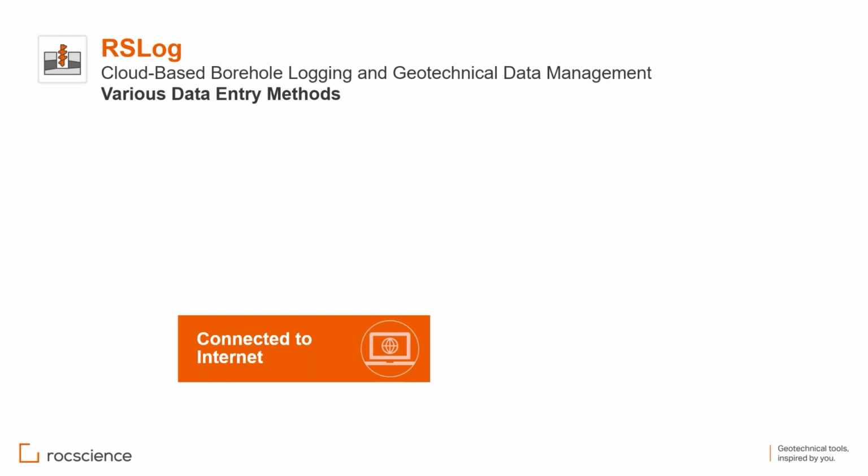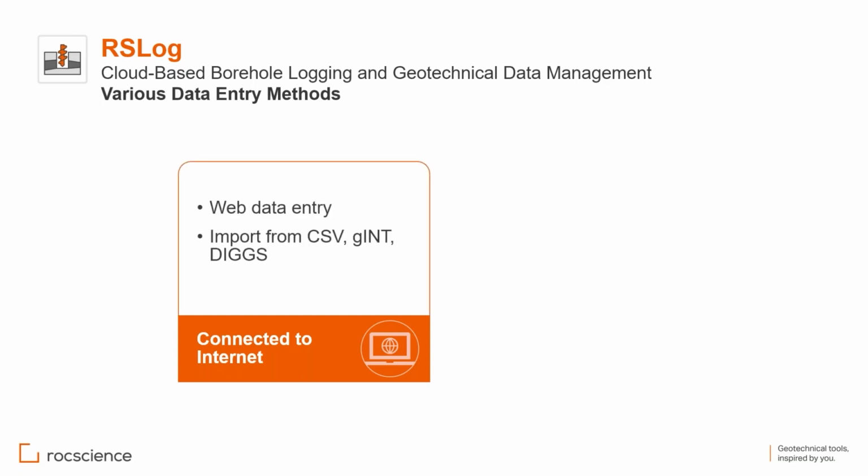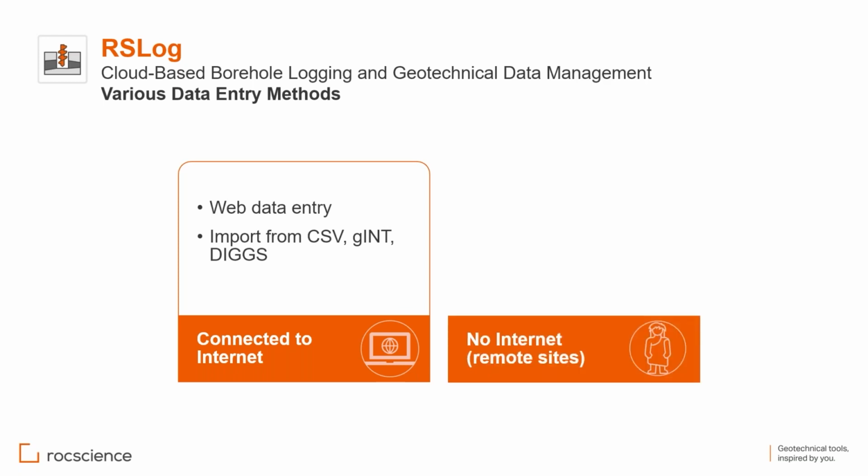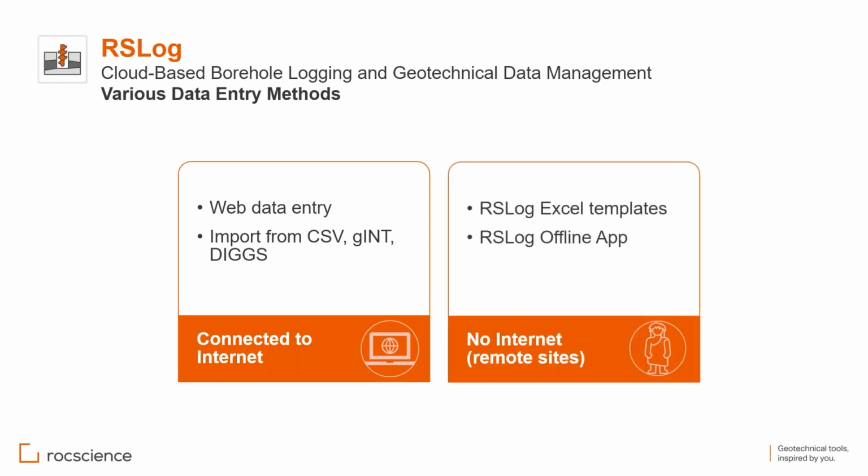In terms of data entry methods, if you are connected to internet, then that's easy. You just use the user interface of RSLog and enter data. You can import from CSV if some of your data, let's say SPT bureau accounts, are in an Excel file. Instead of re-entering manually, you can just import from CSV, or if you have AGS files, you can import.